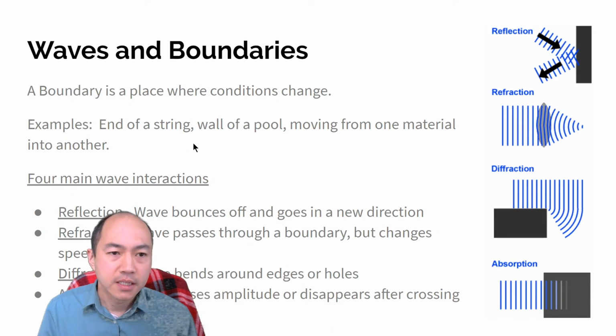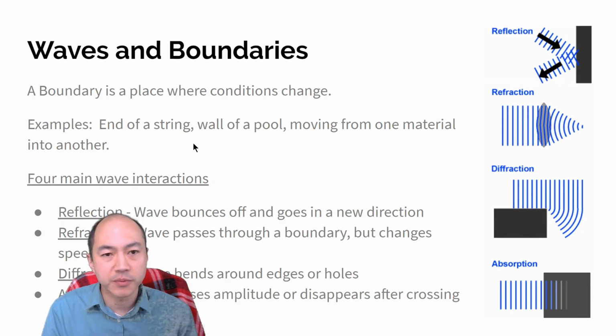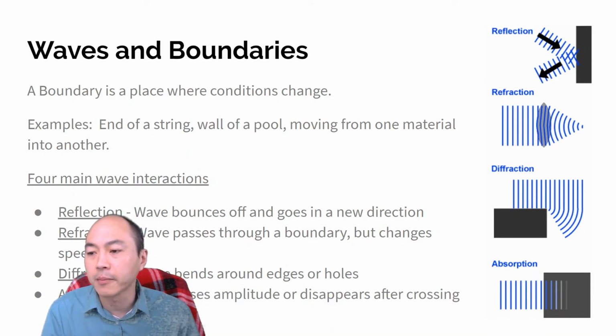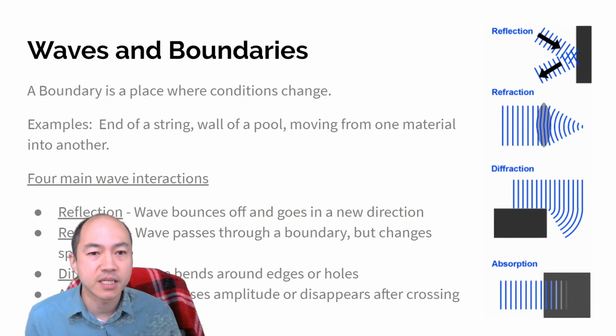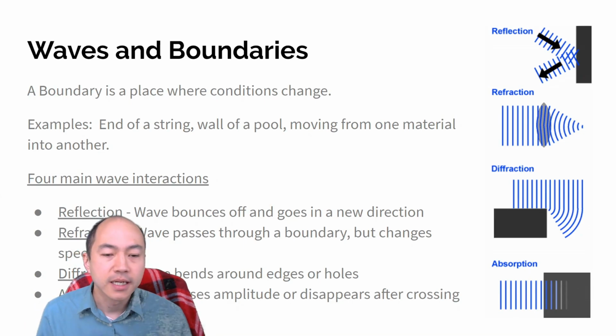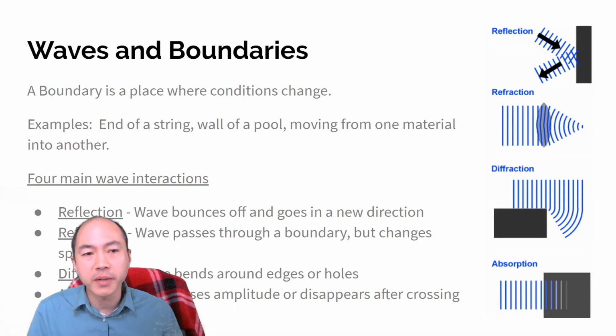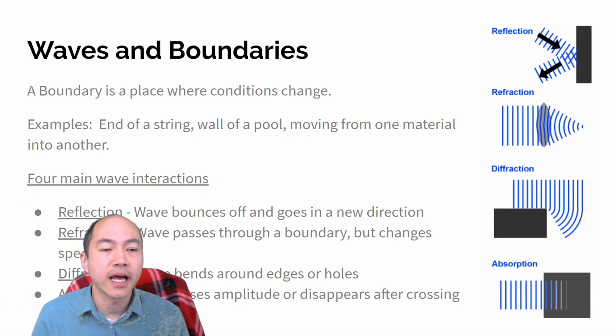And before we dive too deep into superposition, I want to just briefly talk about what happens when waves interfere or interact with a boundary condition. So boundaries are defined anytime the conditions change. So a condition can be the material it's traveling through, the material itself, or just an object that's in the way. So there are four main interactions that happen with waves. These are reflection, refraction, diffraction, and absorption.